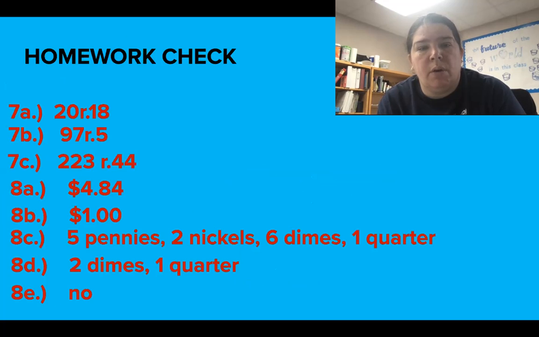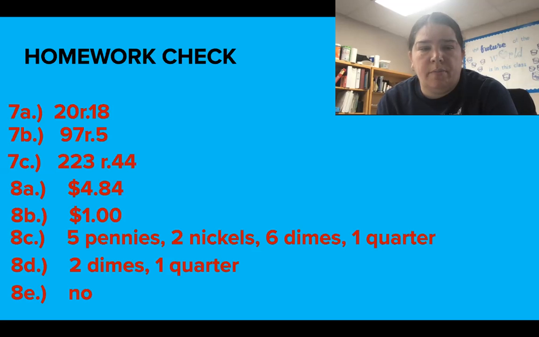I'm going to give you, actually, homework is next. You had homework last night. I wanted to review your answers and see who got them all right. Number 7, letter A, 20, remainder 18. Letter B, 97, remainder 5. Letter C, 223, remainder 44. Number 8, letter A, $8.84.